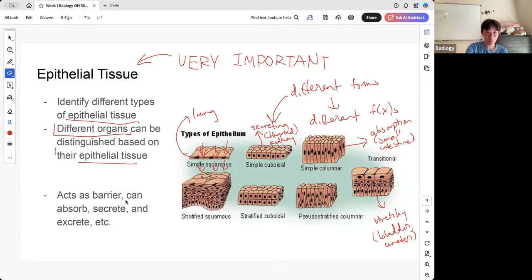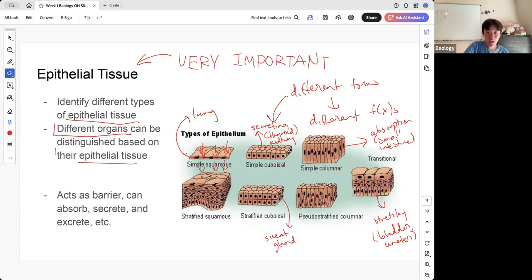Sweat glands and rectoanal junction. So, sweat glands, I guess, are kind of notable, but the rectoanal junction is definitely not notable. I would say this one will probably never come up, so don't worry about it.